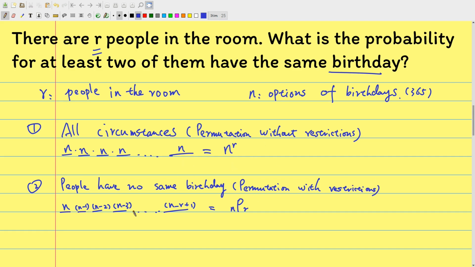Okay, all right. Now, step 3. So what's the difference between the two? That means the difference should be the people who have the same birthday, right? We have all the circumstances. This is a space, okay, this is a universe. All circumstances. One is all circumstances, and two is the people have no same birthday, and we can use these two results or two outcomes to calculate the circumstance for people who have the same birthdays.